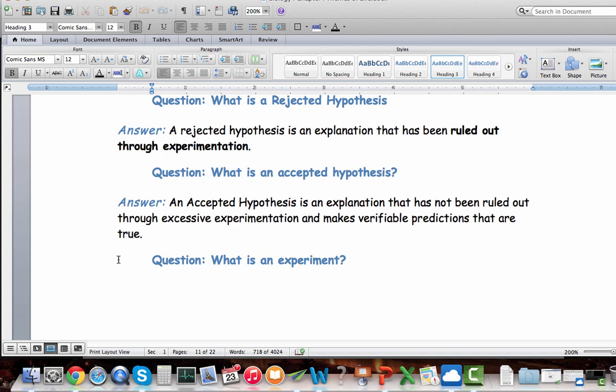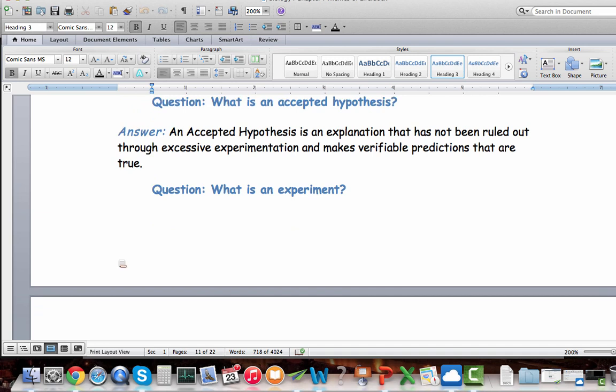Question. What is a rejected hypothesis? Answer. A rejected hypothesis is an explanation that has been ruled out through experimentation. Question. What is an accepted hypothesis? Answer. An accepted hypothesis is an explanation that has not been ruled out through excessive experimentation and makes verifiable predictions that are true.